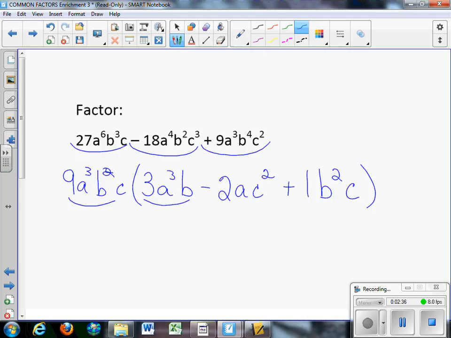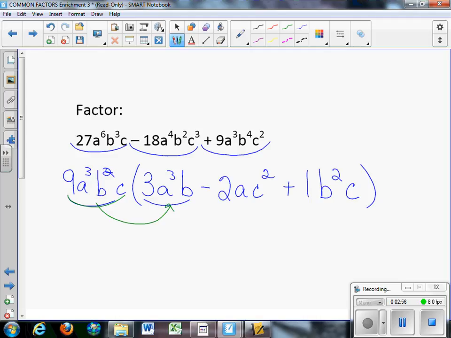So then if you check the expression, the way that you factored it, to make sure that it works, you would take 9a cubed b squared c and multiply it by 3a cubed b. And that gives you the 27a to the 6th b cubed and c.